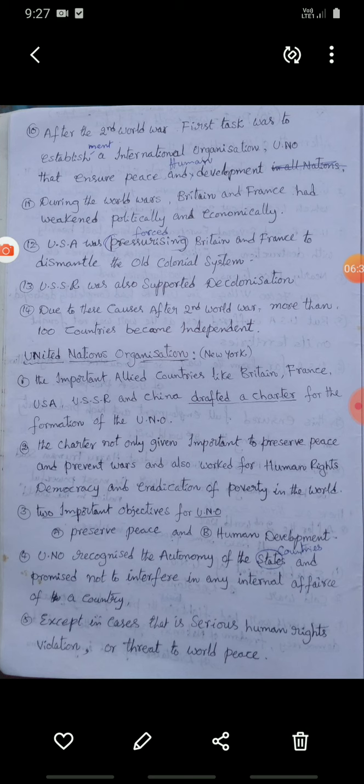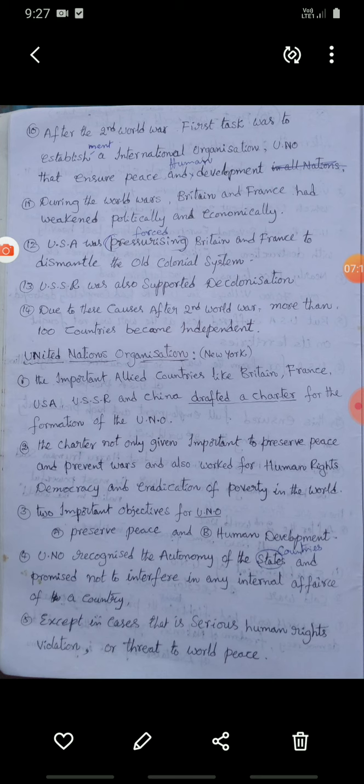Initially, the important countries like the USSR, China, Britain, France and America made a draft of the charter for the formation of the UNO. The charter gave importance not only to preserving peace and preventing wars, but also worked for human rights, democracy and eradication of poverty in the world. Two important objectives of the UNO: preserve peace and human development.